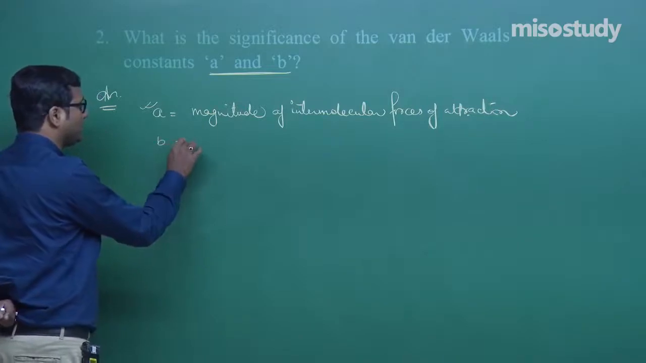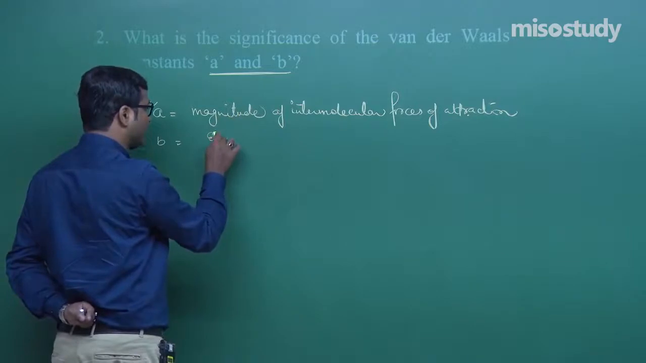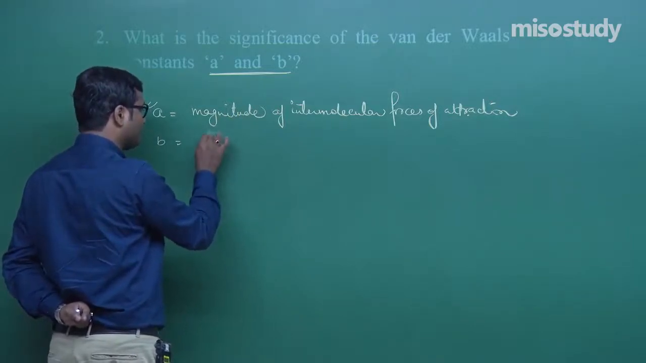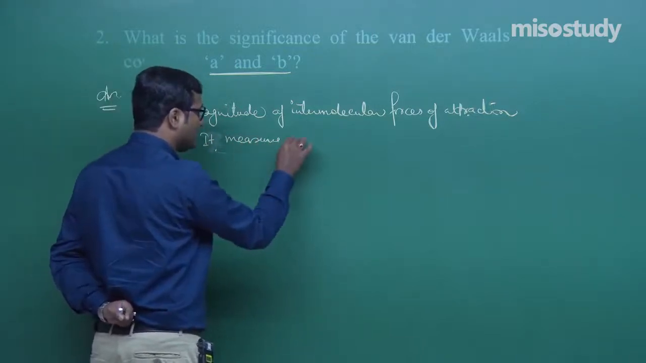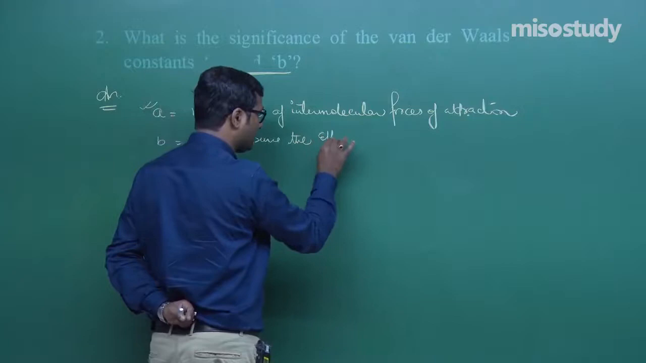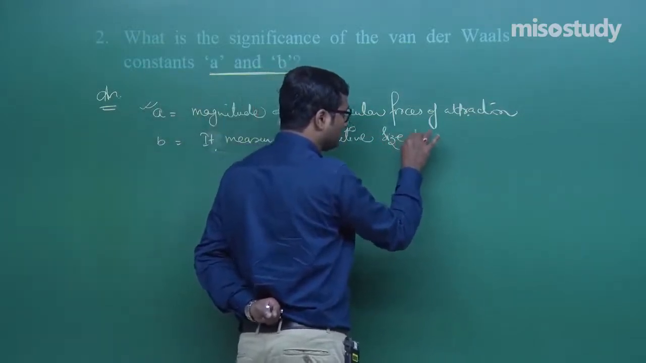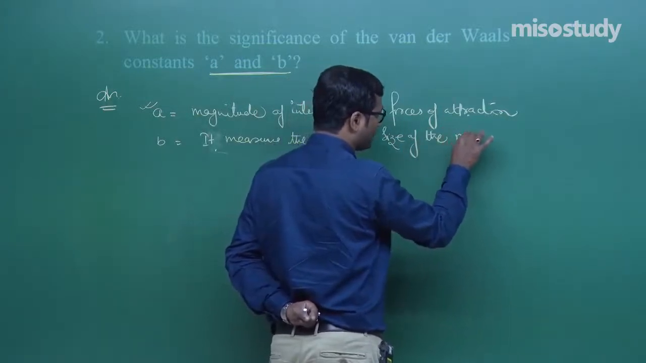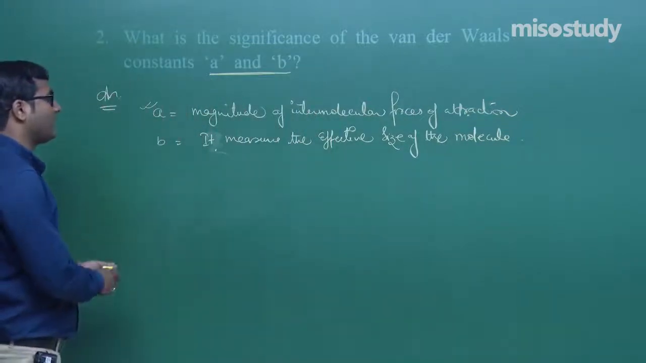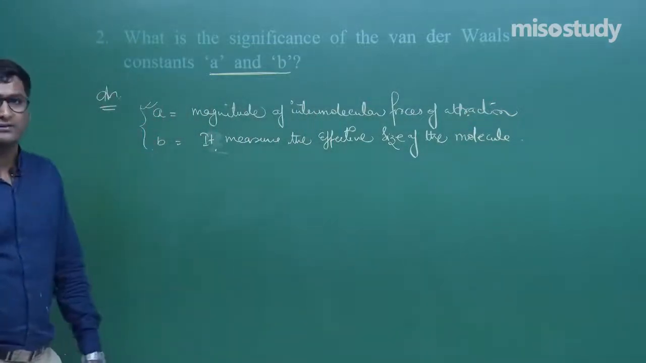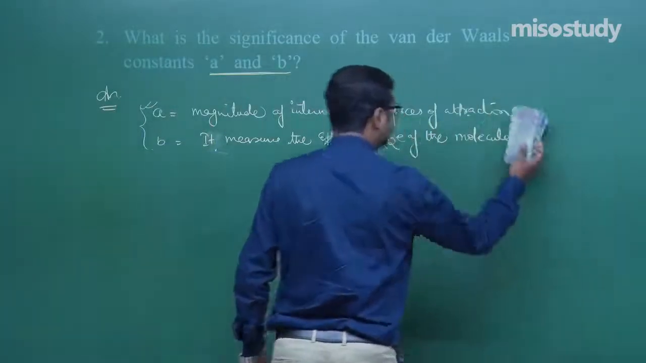And what is B here, my friend? B is the measure of effective size. It signifies, or you can say it measures, the effective size of the molecule. Again I am repeating, it measures the effective size of the molecule. This is the significance of A and B. Clear? Now I am going to rub this part, my friend, and we will discuss the next one.